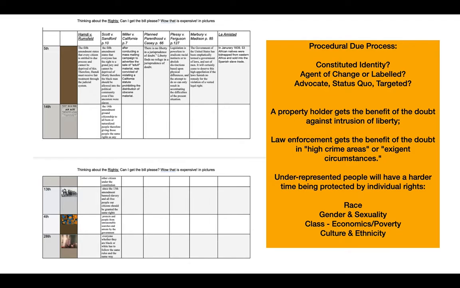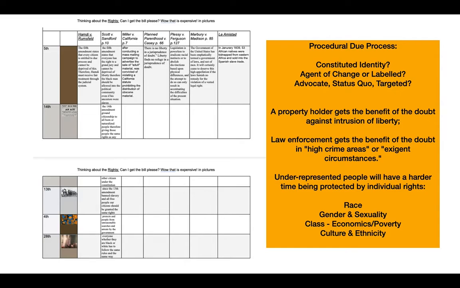So these are the steps you want to go through as you're analyzing a case. We're mostly talking about procedural due process here. And so you want to think, what's the constituted identity? In the Scott versus Sanford case, he's not a citizen, so he doesn't get the benefit of the civil rights. He's not going to be treated the same way as somebody who's been granted citizenship. That's his constituted identity. It's not his moral identity. It's not his rightful identity. It's the constitutional identity for him.